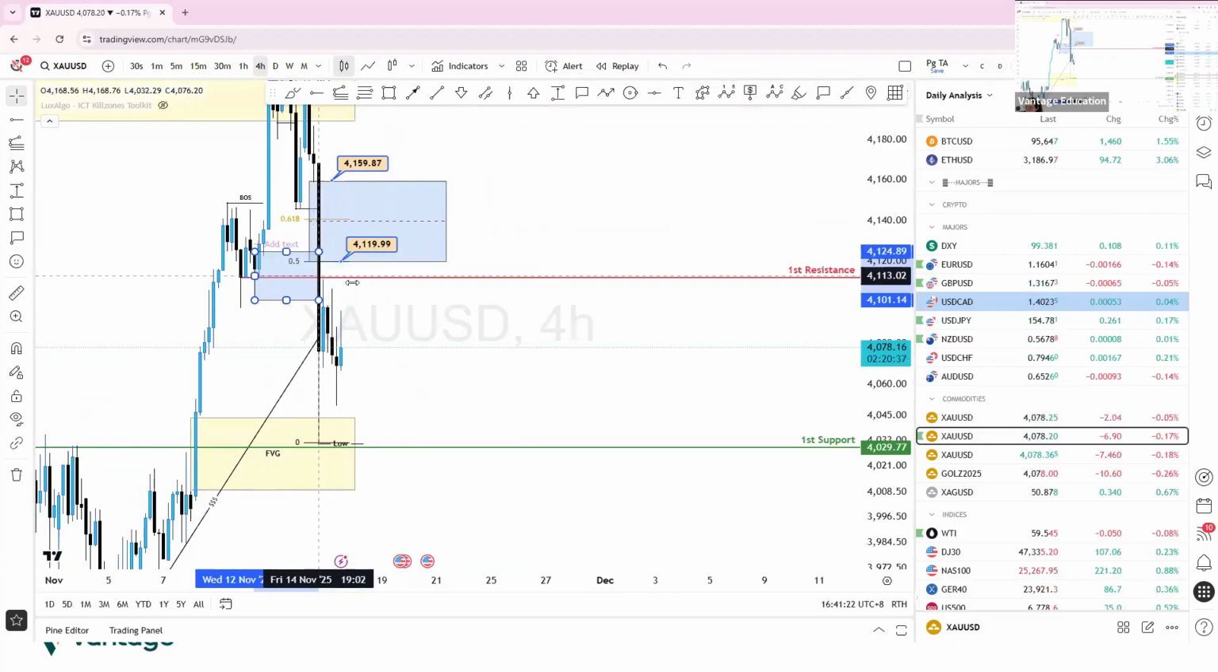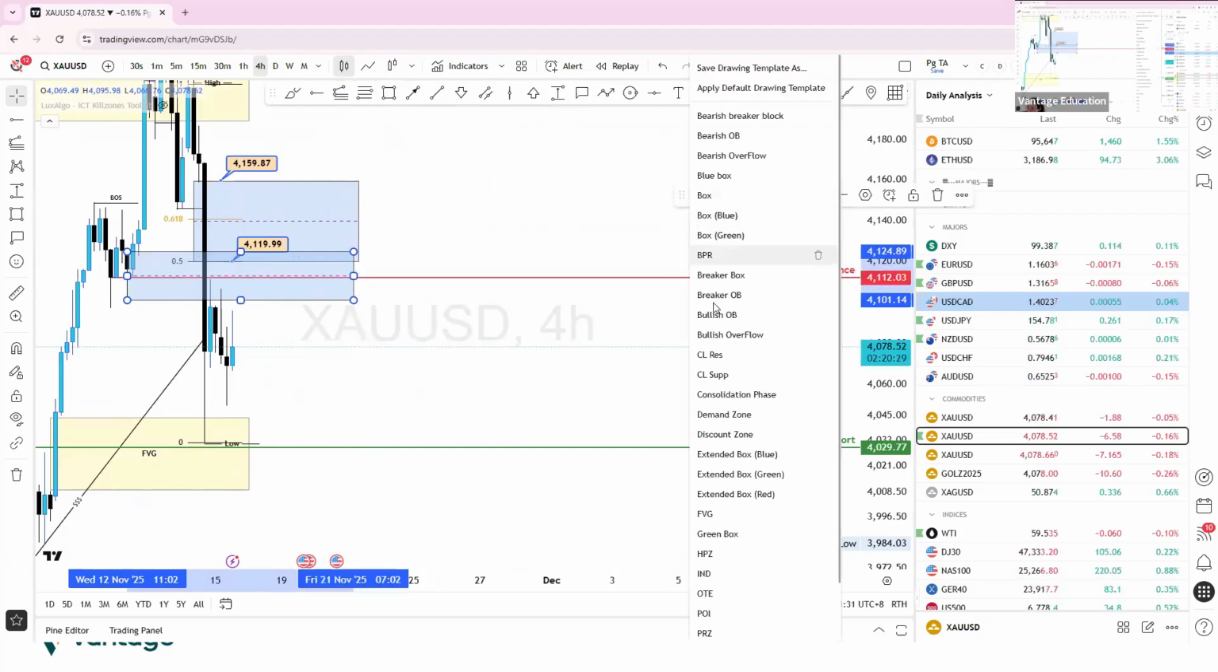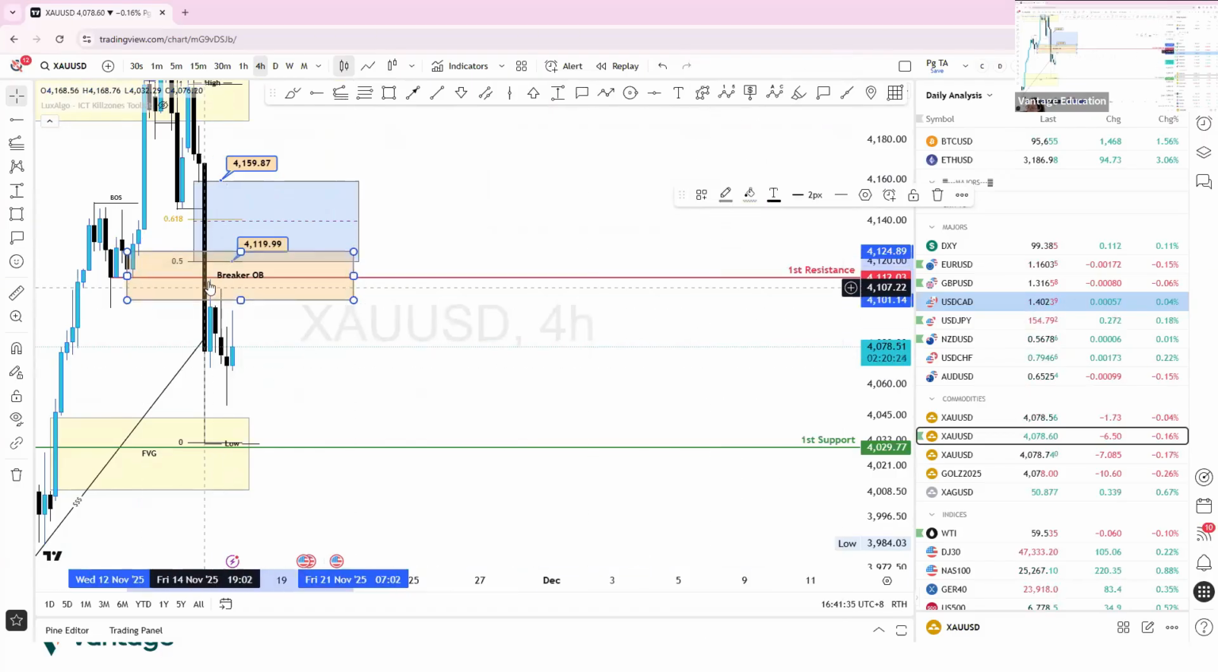Right here is our bullish OB. Now it becomes your breaker box. This is your breaker box. There may be somebody who sells at the breaker here. A breaker box is a failed OB. Okay, so they were to sell here, but I did not.